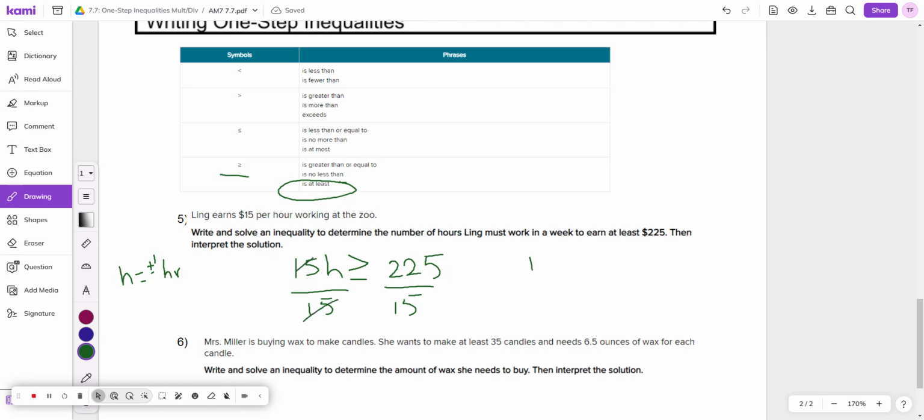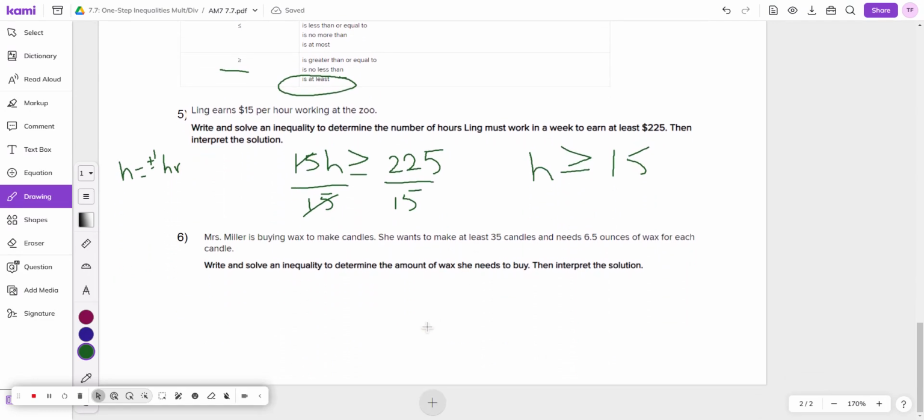That cancels out, leaving me with H is greater than or equal to... let me grab my calculator real quick. I can't remember what that is. It may be 150, it may be 15. So 225 divided by 15 is 15. That's right, because the square root of 225 is 15. Anyways, we'll get into that later. What this means is that she has to work 15 or more hours in order to earn at least 225.